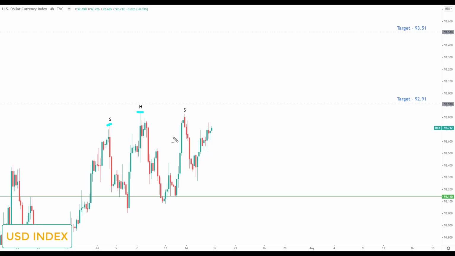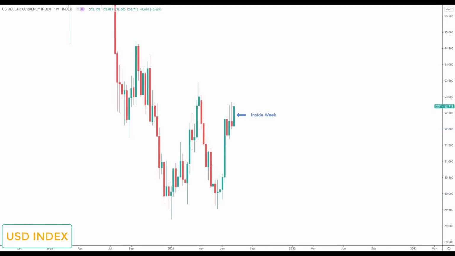It is not yet a head and shoulders pattern. That would be confirmed below this level. So unless we come down and break this level and confirm this head and shoulders, I am still bullish on the DXY. However, it's worth noting that although the DXY is bullish, it is kind of weak. It's not as strong as it has been recently.